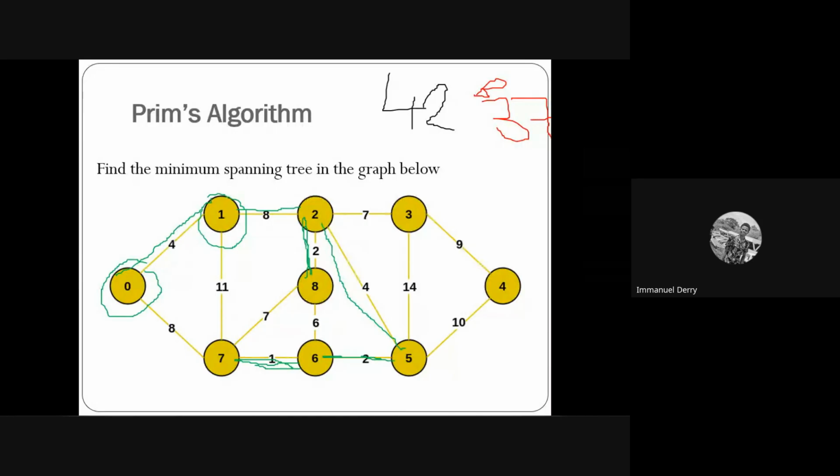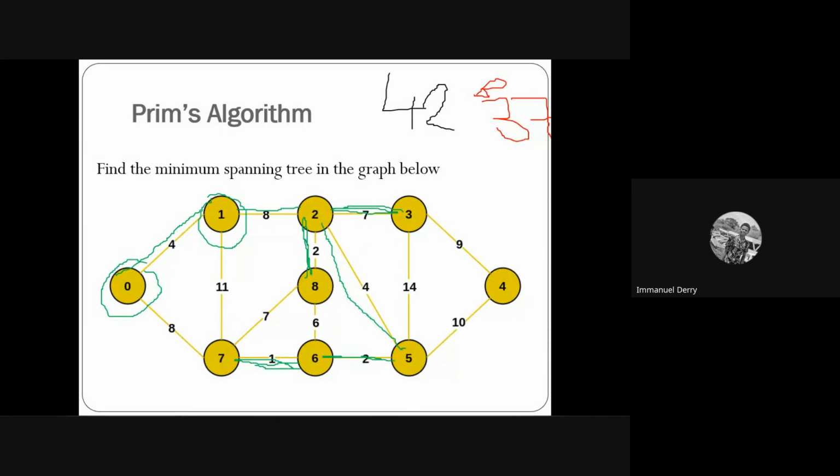So we'll ignore it and move on to the next smallest, which is 2 to 3. So you connect 2 to 3, and then we are good to go. Now we have memory 9, 14, 10, 11, 8, and 7.